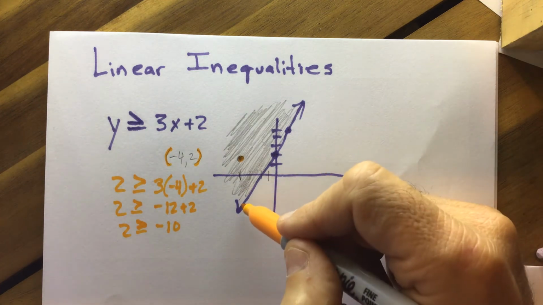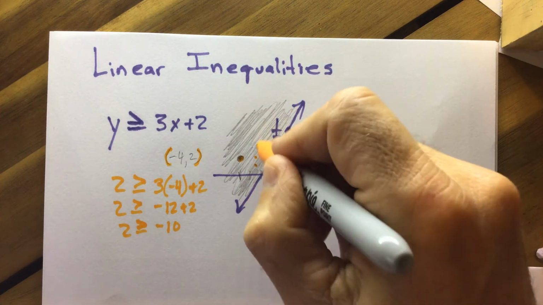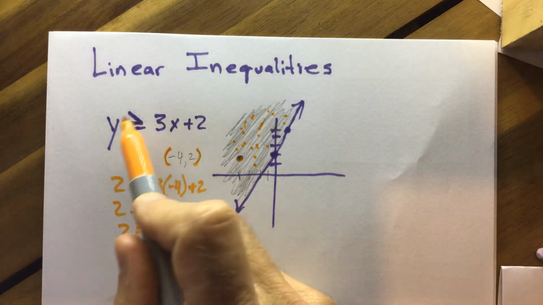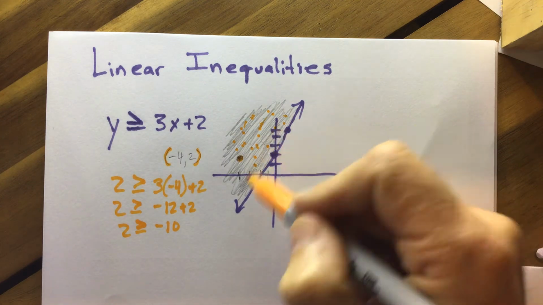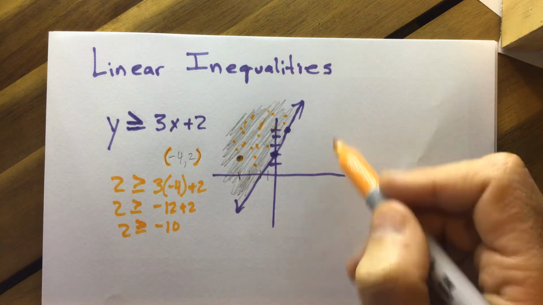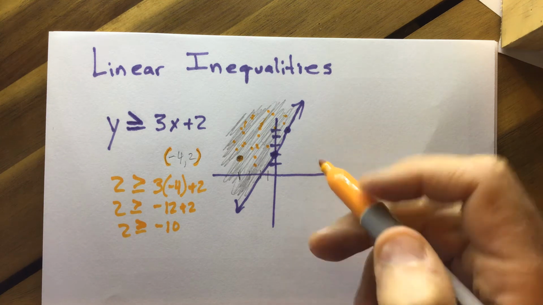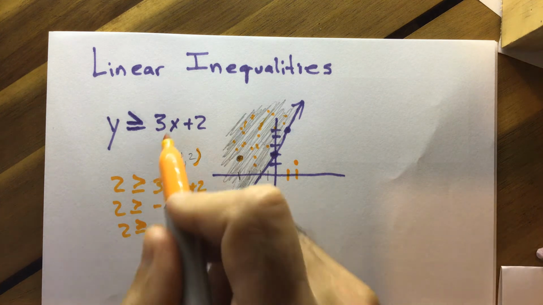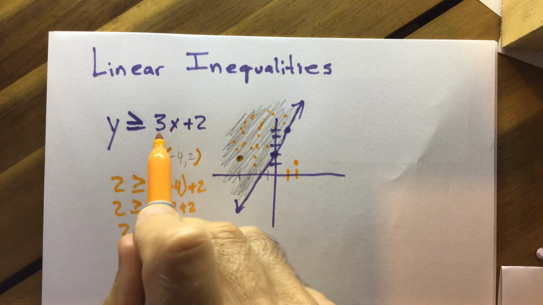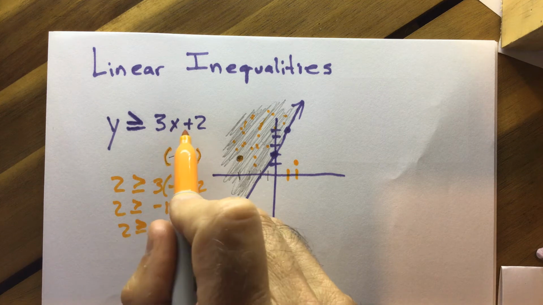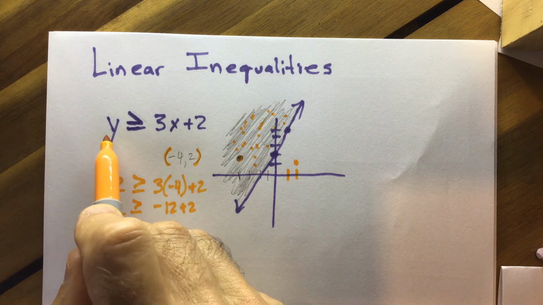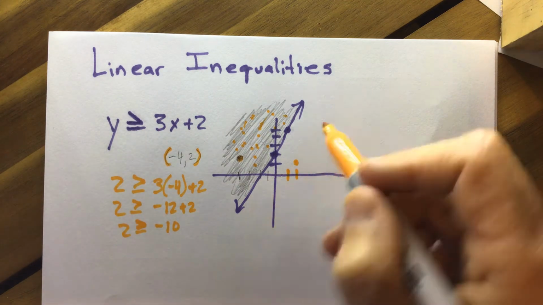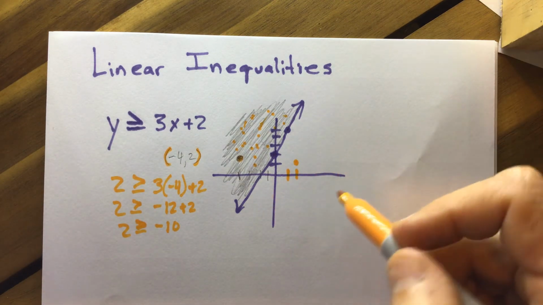So not only are the solutions on the line, but all of these points, these millions and millions of solutions, satisfy this inequality. So it's not just what's on the line, it's what's above the line as well. Anything over here is not a solution. So for example, if I tried plugging in (2, 1) in here, I'd get 3 times 2 is 6 plus 2 is 8. And then it would say 1 is greater than or equal to 8, and that's not true. 1 is not greater than 8. So this is not a solution. So any point over here is not a solution.